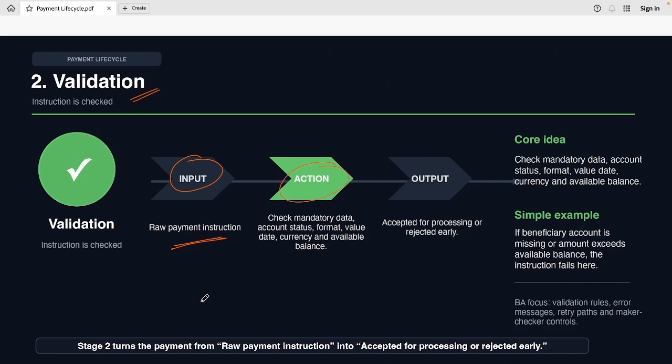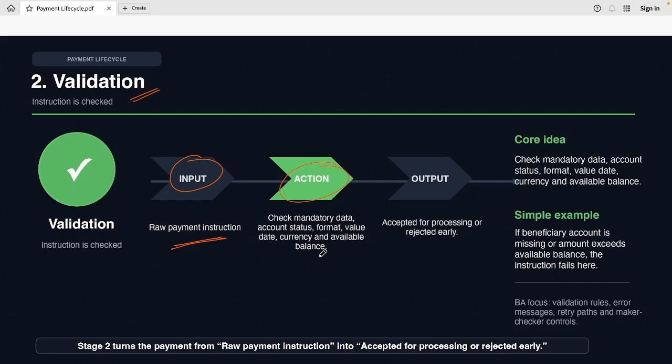The actions performed: the bank may perform several validations. First, it may check whether all mandatory information has been provided or not. For example, whether the beneficiary account is present or not, is the payment amount present or not, is the currency selected or not, is the payment date valid or not, right? Second, it will check the account status, whether the customer account is active or not, whether the account is blocked, whether the account is closed, or are any debit transactions allowed on the account.